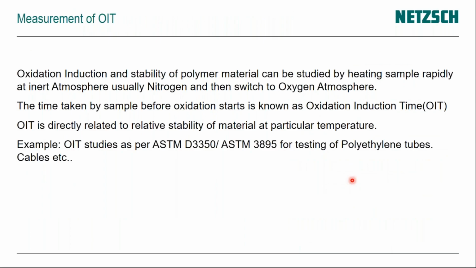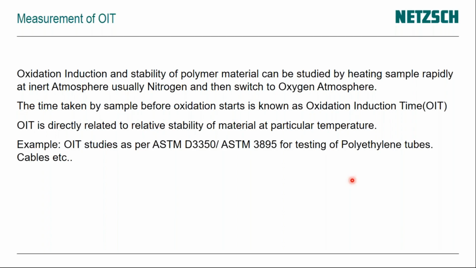Okay, we specified a point called the OIT. Now, OIT studies are very important. It is basically an ASTM method, ASTM 3895, which is mainly used for testing of tubes and cables, mainly for telecom industries. For them, OIT studies is one of the most critical tests that is done for polymers.